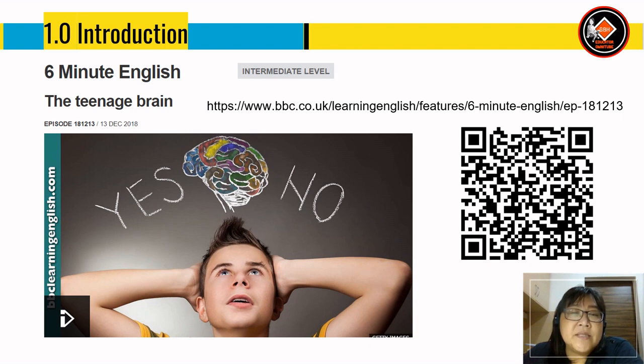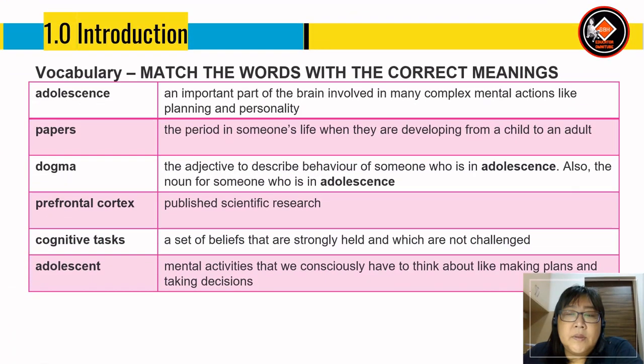Now let's look at 6 Minute English. Here you are going to learn about the teenage brain. You can scan the QR code to do this activity. Now let's look at the vocabulary. You need to match the words with the correct meanings. So they are adolescence, papers, dogma, prefrontal cortex, cognitive tasks, and adolescent.